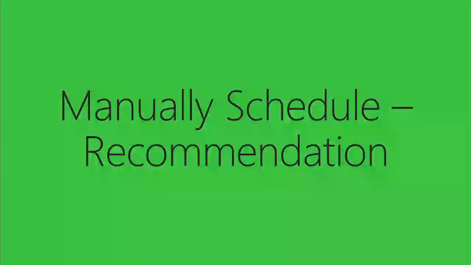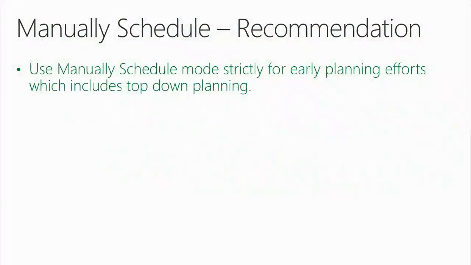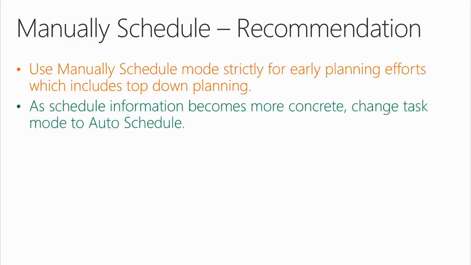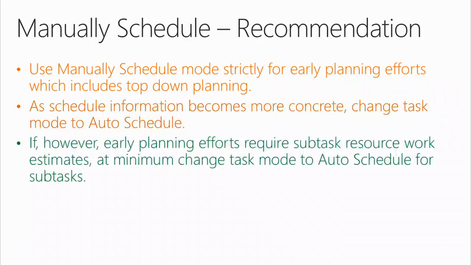All right? Now, based on all of this, how about a recommendation? Okay? Here's our recommendation. Use manually scheduled mode strictly for early planning efforts, which includes top-down planning. As schedule information becomes more concrete, change task mode to auto-schedule. If, however, early planning efforts require subtask resource work estimates, at minimum, change task mode to auto-schedule for the subtask.